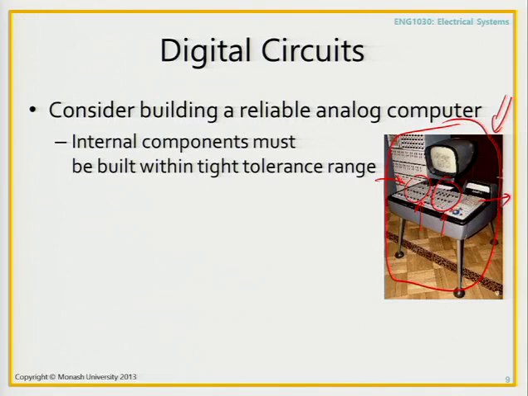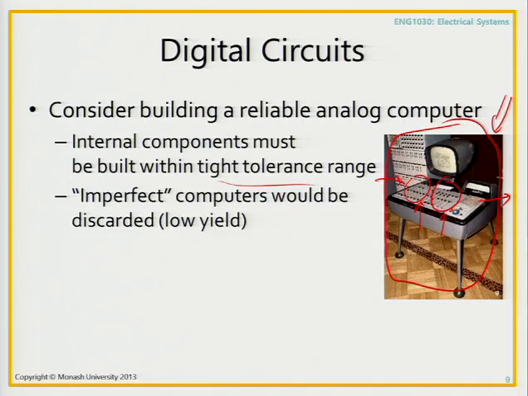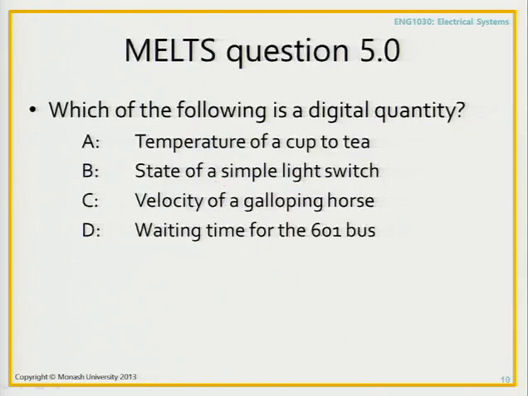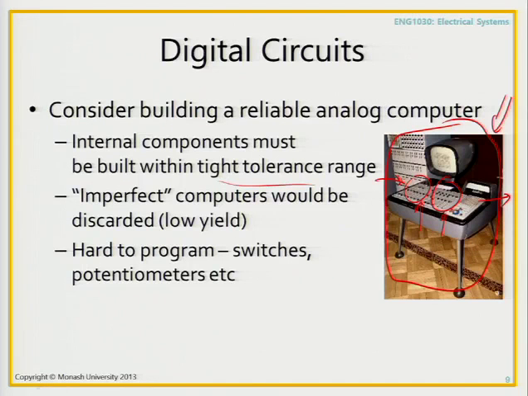Problem with this is that if you want this to be a good computer, all of these components must be really, really exact and within a tight tolerance range. We don't have this problem with digital computers. In fact, with a lot of digital computers, they'll make a whole load, test all of them, chuck out the ones that don't work, and ship out the ones that do work. So in the analog world, if you made an imperfect analog computer, then it's totally screwed. You can't use it. In the digital world, you make a bad one on silicon.